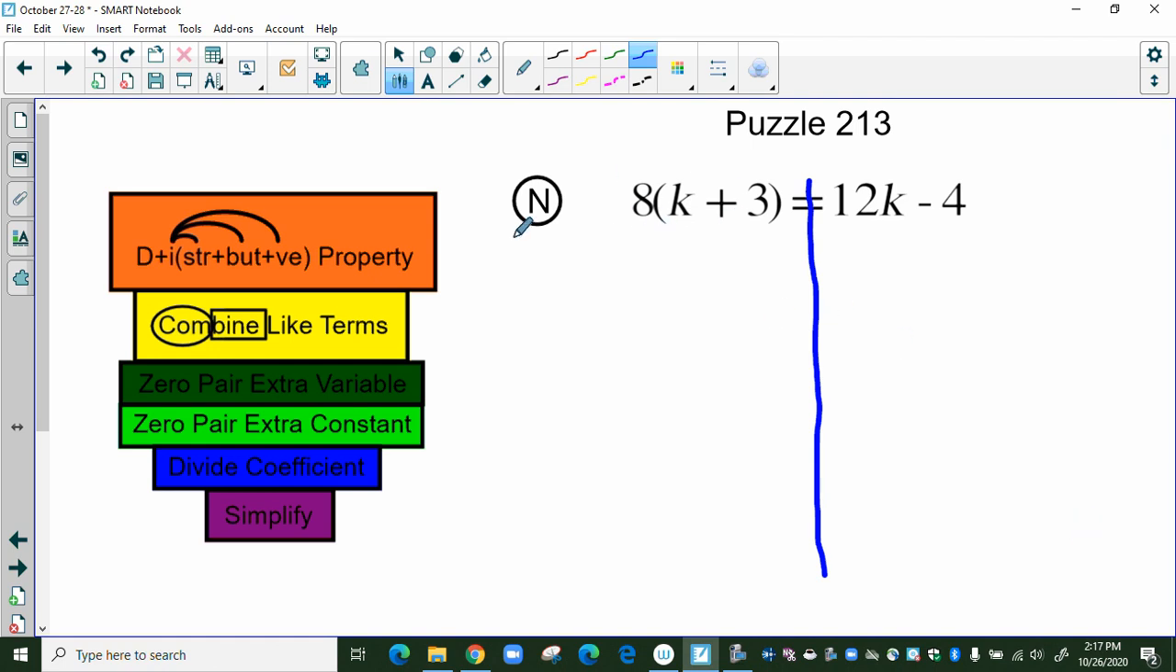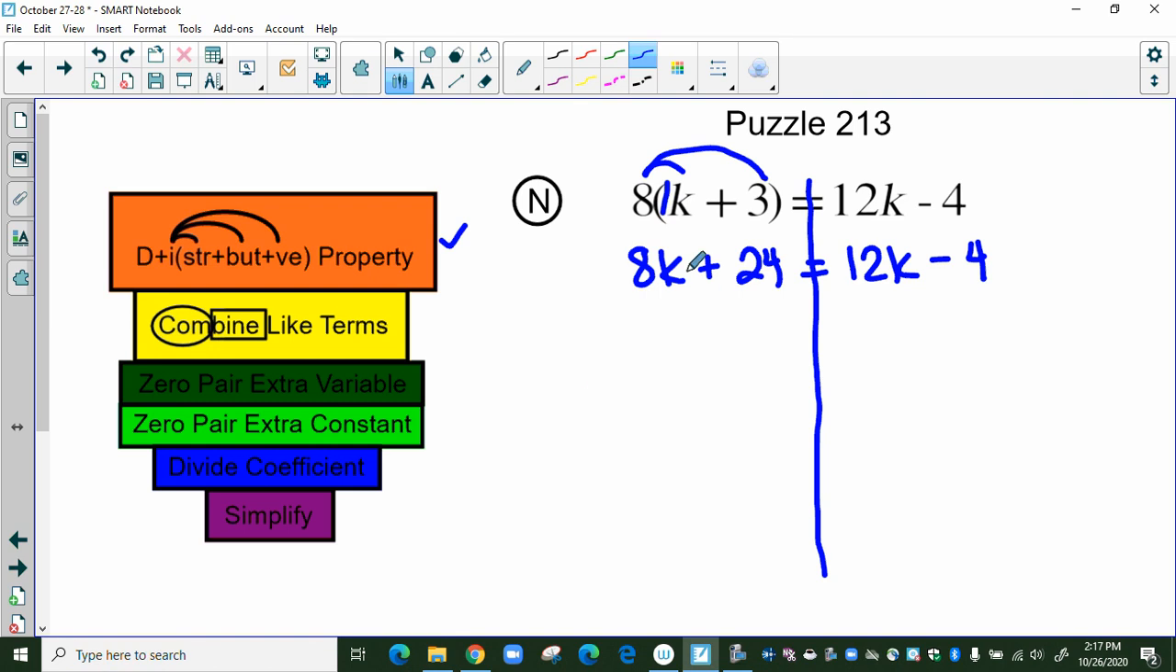All right, we're back. First thing we're going to do is look for the distributive property. I see the parentheses right here. Remember that k really means 1k. So 8 times 1k is 8k. 8 times 3 is 24. Bring down the other side.